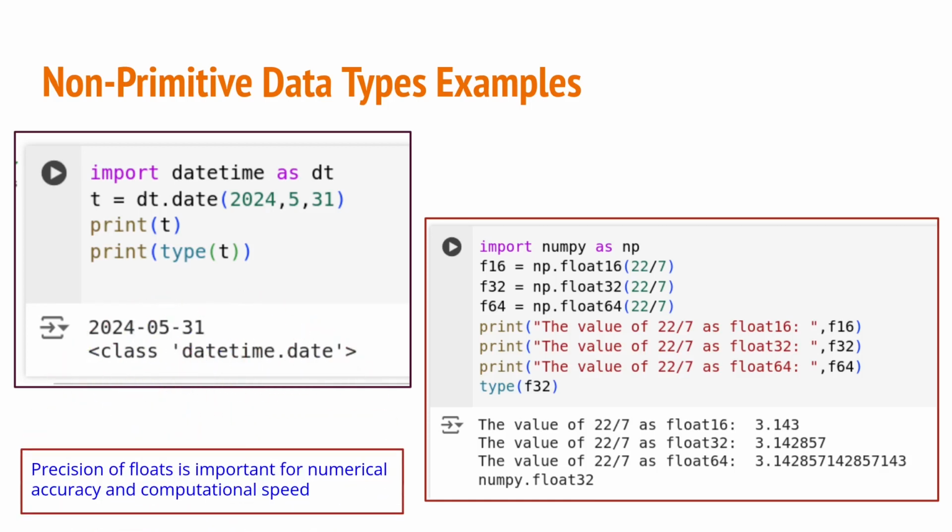Precision of floating point numbers is extremely important in numerical analysis and in scientific computing. The precision does two things. One is clearly if I go to double precision, say float64, I'm getting a greater number of decimal places, which means my calculations are going to be more accurate. But at the same time, it's going to cost me a lot more computer memory to store this number.